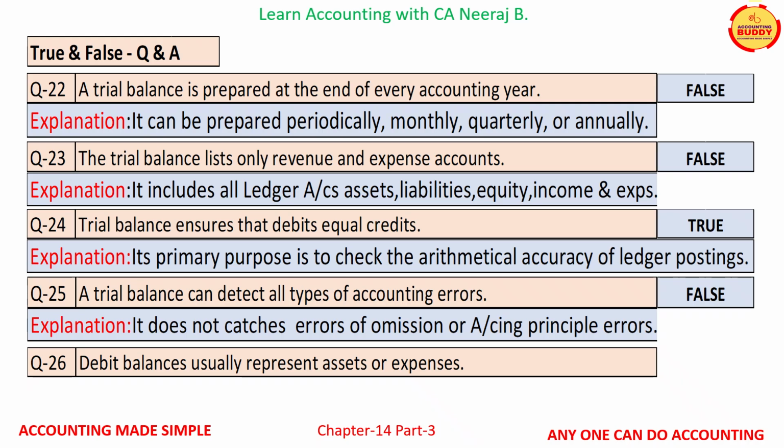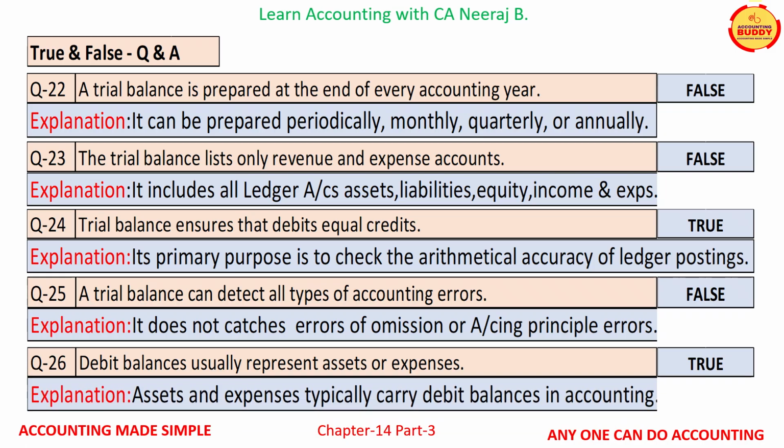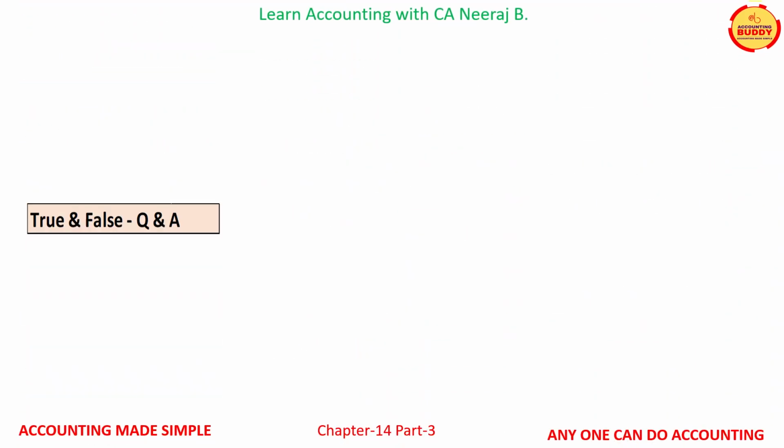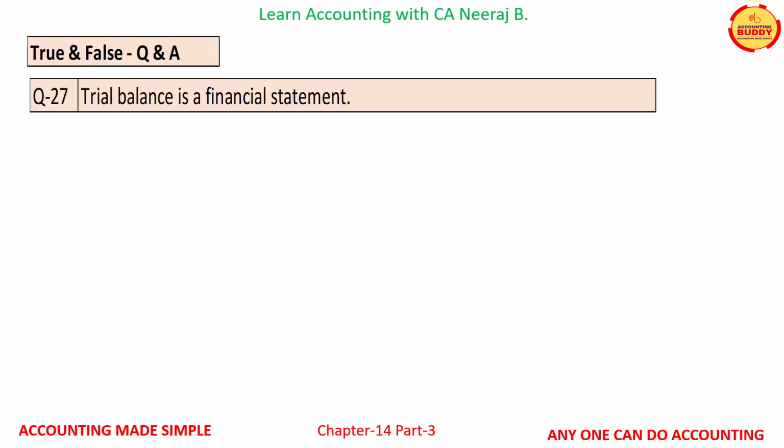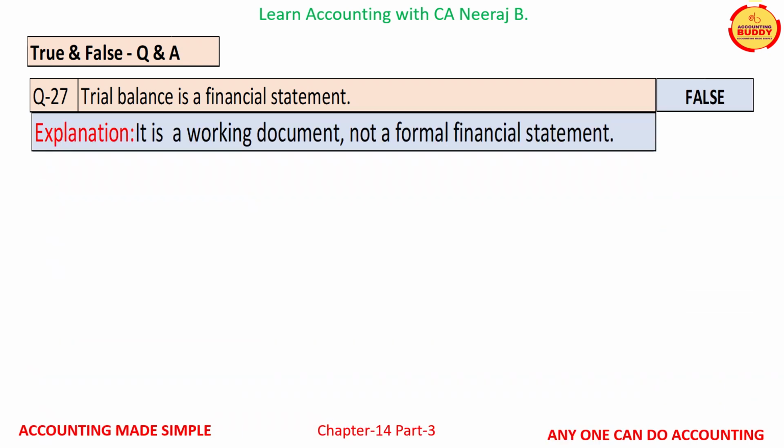Question number 26. Debit balances usually represent assets or expenses. This is a true statement. Assets and expenses typically carry debit balances in accounting. Question number 27 is trial balance is a financial statement. This is a false statement. It is a working document, not a formal financial statement.